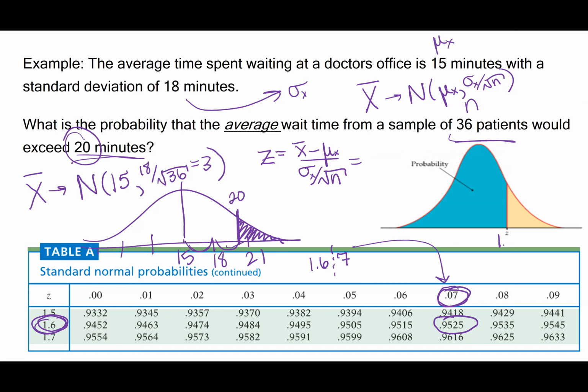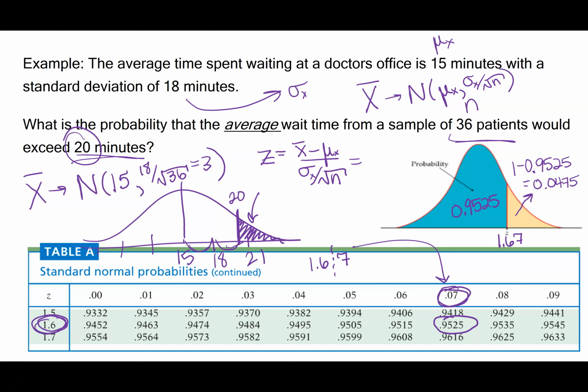So if I have 1.67, it's saying that this blue area is 0.9525. If I want the area here, this exceeds, I need to use some subtraction. So this is actually going to be 1 minus, because the whole area under this curve is 1. So 1 minus this 9525. So 0.0475.